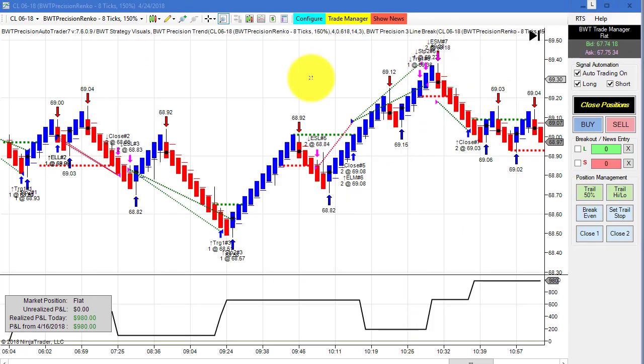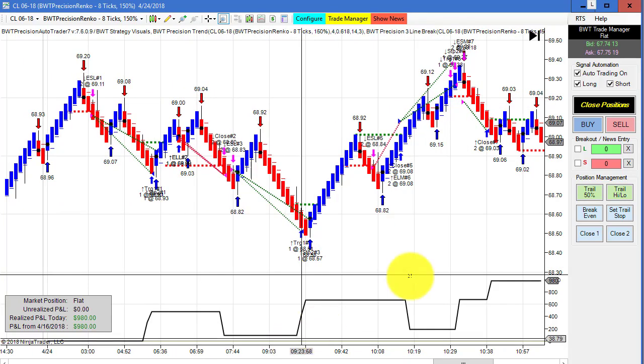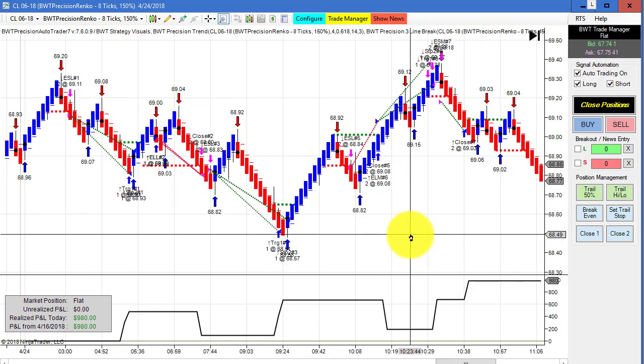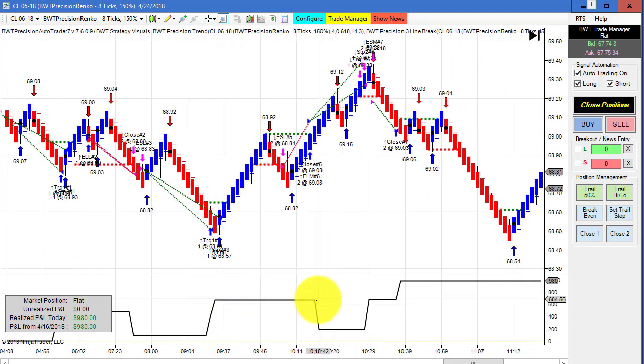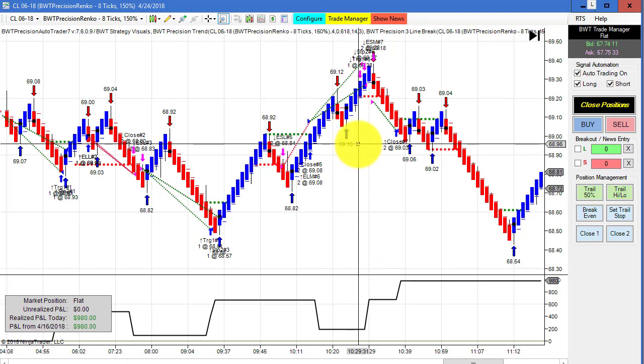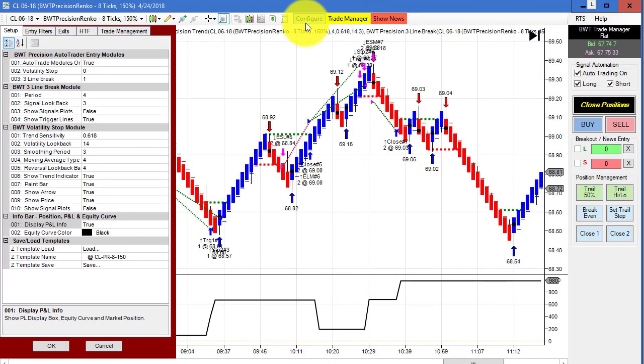Okay, forgot to show this, but the crude oil on the Precision Renko 8 150 has been a very consistent chart for us. This one uses our line break logic. It was a little bit volatile with the equity, but it eventually came up and hit our goal of 1,000.